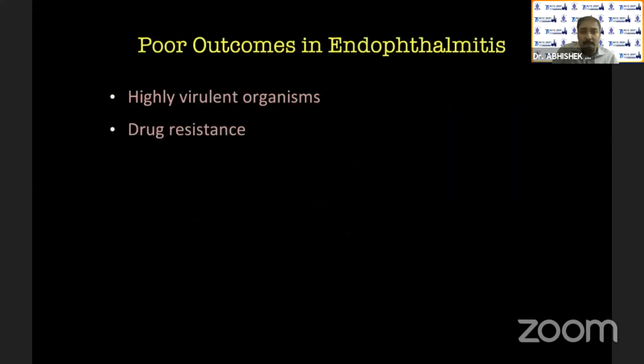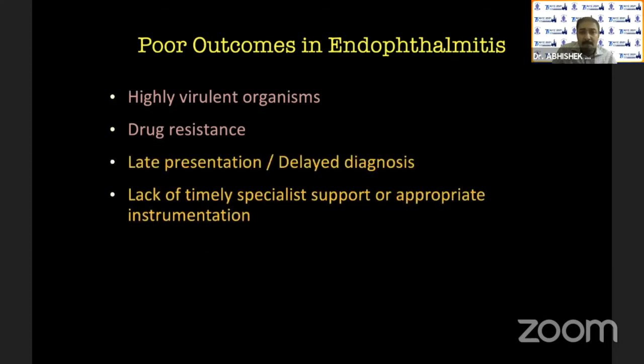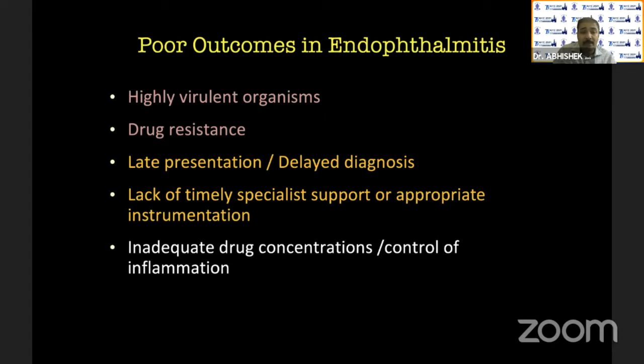Now, what leads to poor outcomes in endophthalmitis? One, of course, is highly virulent organisms, and the second is drug resistance, which we are seeing more frequently nowadays. These are aspects that we need to tailor our therapy accordingly. Late presentation and delayed diagnosis can also result in poor outcomes, and a lack of timely specialist support or appropriate instrumentation can lead to loss of the eye.